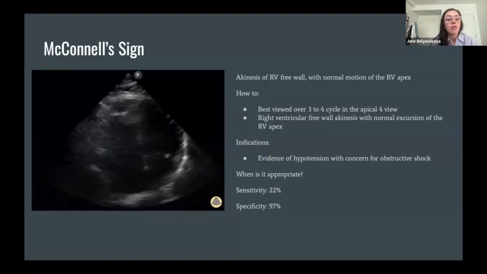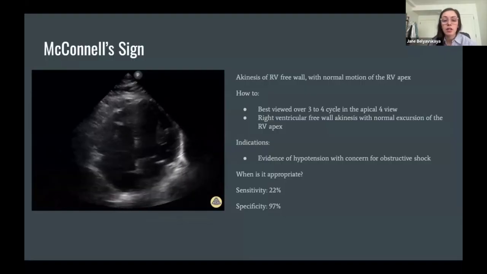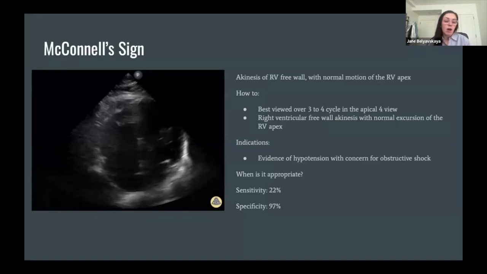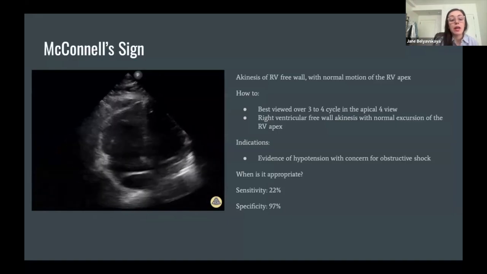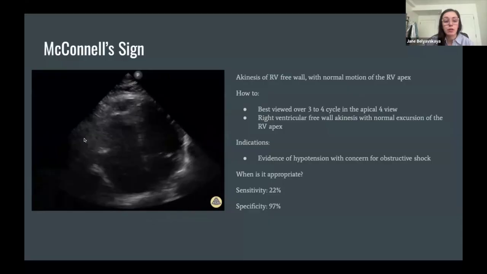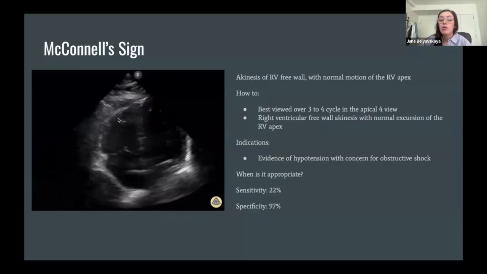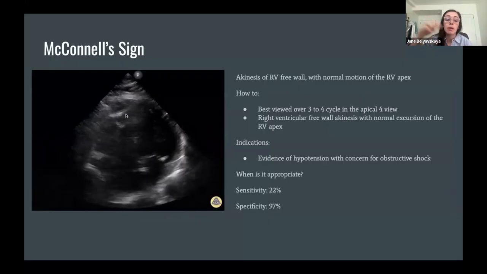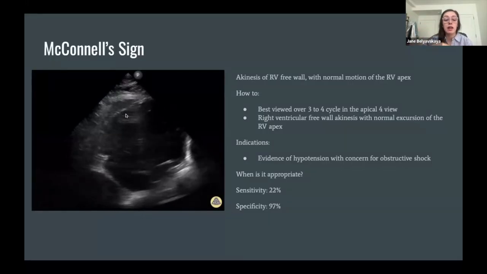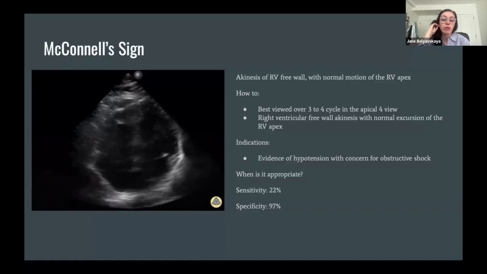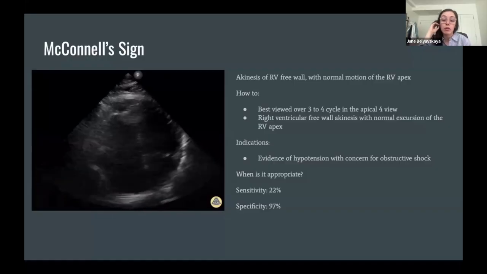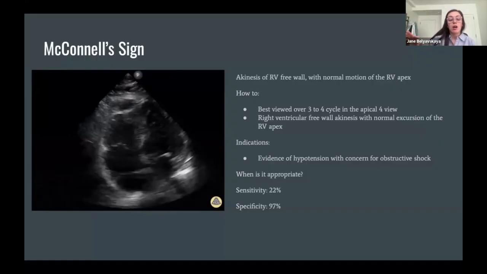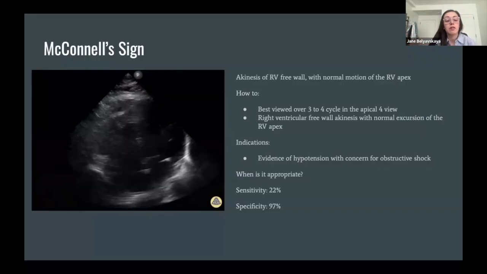The next thing we often teach is a McConnell sign. This is actually a common finding for an acute PE. This refers to akinesis of the RV free wall, which you see here, and normal motion of the RV apex. We sometimes refer to it as a man jumping on a trampoline, especially in a patient that's more tachycardic. This is best viewed over 3 to 4 cycles in the apical 4 view, and is more specific for acute right heart strain than the other things that I've talked about previously.